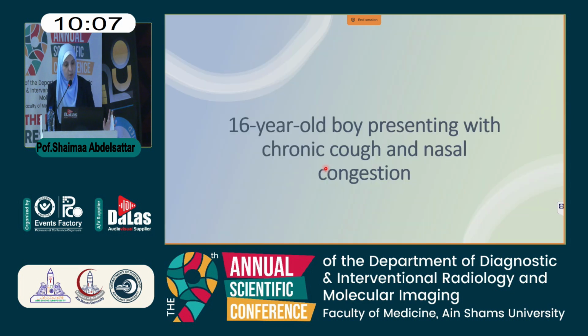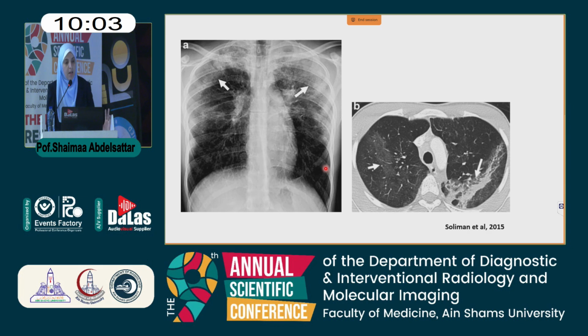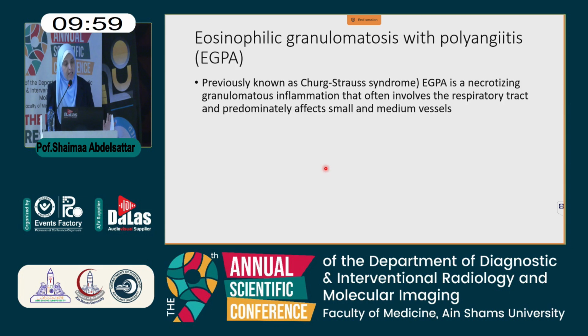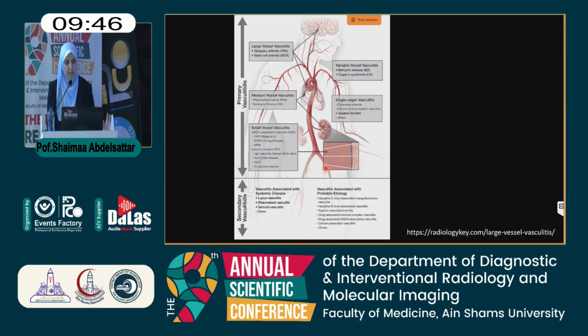Another case, a 16-year-old boy presenting with chronic cough and nasal congestion. We can see here multiple areas of consolidation and ground glass appearance involving the upper lobe, and this was found to be eosinophilic granulomatosis with polyangiitis, which was previously known as Churg-Strauss syndrome. Again, it's necrotizing granulomatous inflammation that often involves the respiratory tract and predominantly affects small and medium-sized vessels.